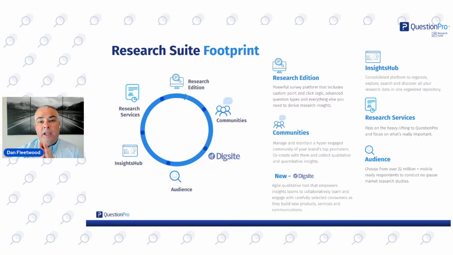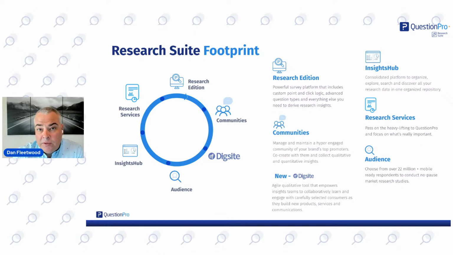All right. So I want to give you an overview of the Research Suite footprint just so we can frame the conversation here. The Research Suite footprint gives you access to both quantitative and qualitative solutions to help meet your research needs. First off, we have the Research Edition survey software. This is a powerful survey platform that includes custom point-click logic, advanced analytics, everything you need to get the job done. We also have our communities platform. This is a way that you can maintain hyper-engaged members in order to get the results that you need, both from a qualitative and quantitative perspective.